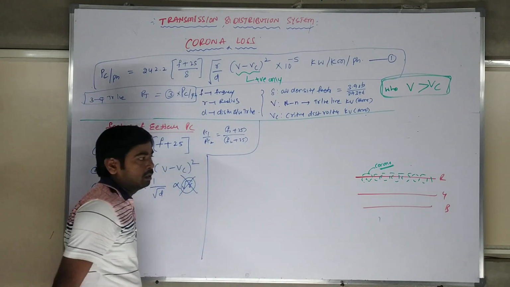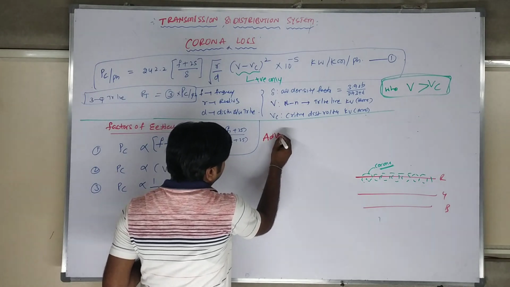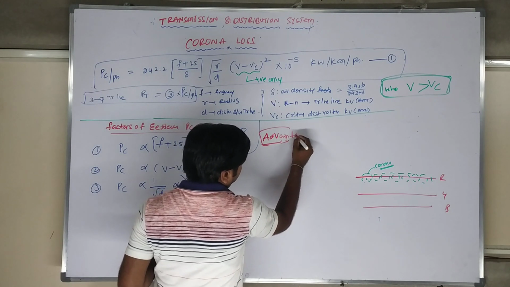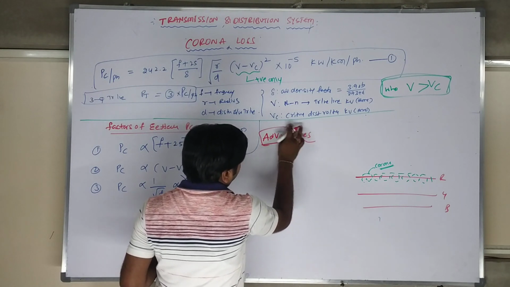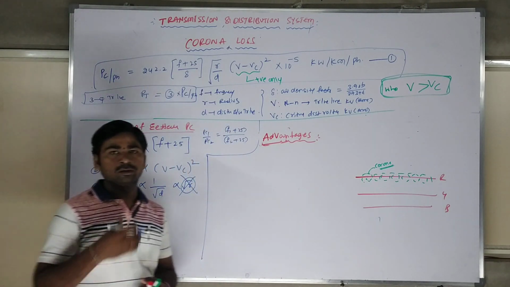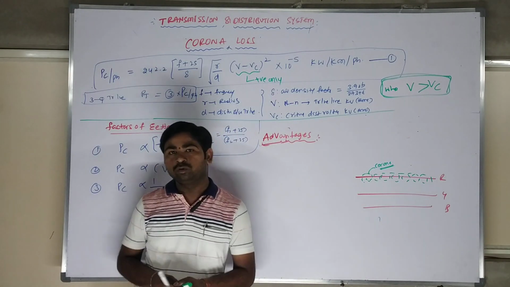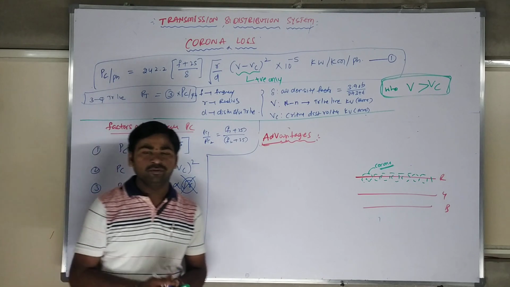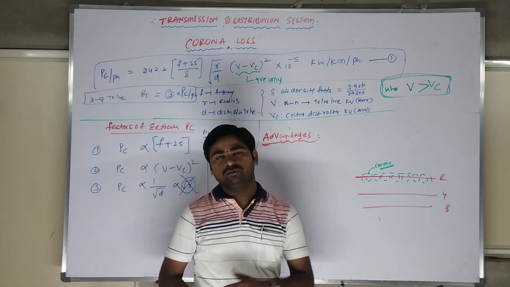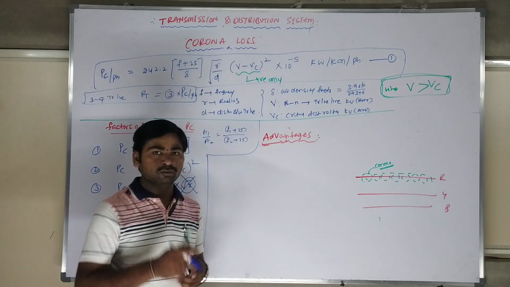Next, what are the advantages of corona? I think everybody knows the corona loss is a disadvantage because transmission line losses increase and we lose power. That concept is well known, but technically there is one point where corona loss is an advantage for transmission lines. So please focus on the video. What is the advantage?